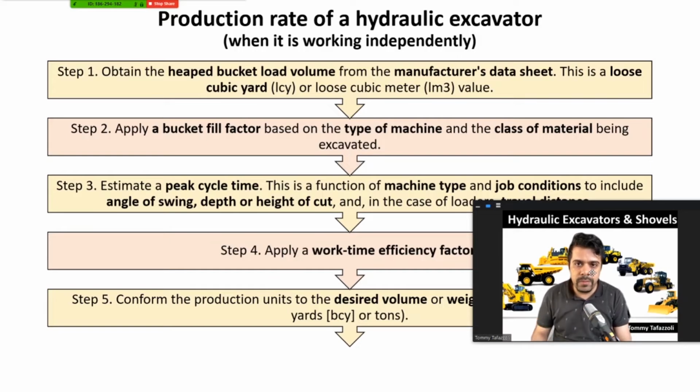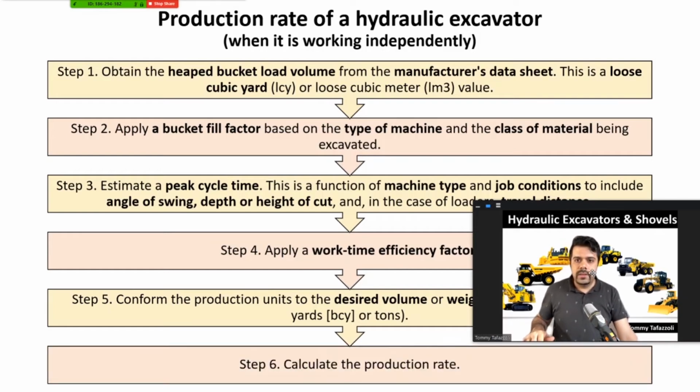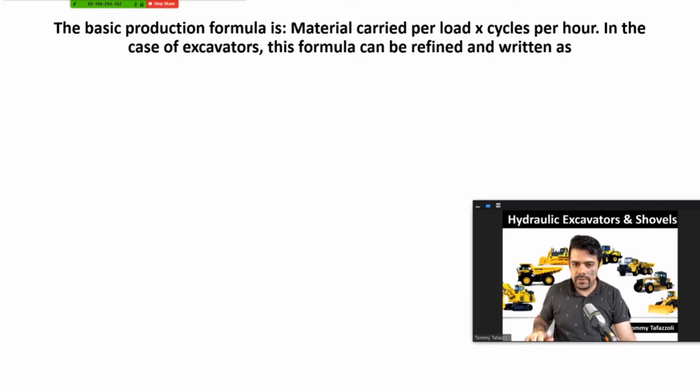Step 5, conform the production units to the desired volume or weight units. Sometimes you have to make some changes. You have to change, for example, loose cubic yard to bank cubic yard. So first you do the entire thing, and at the end you can easily change your number to whatever type of measurement is needed. And then calculate the production rate. We will do this in problems.